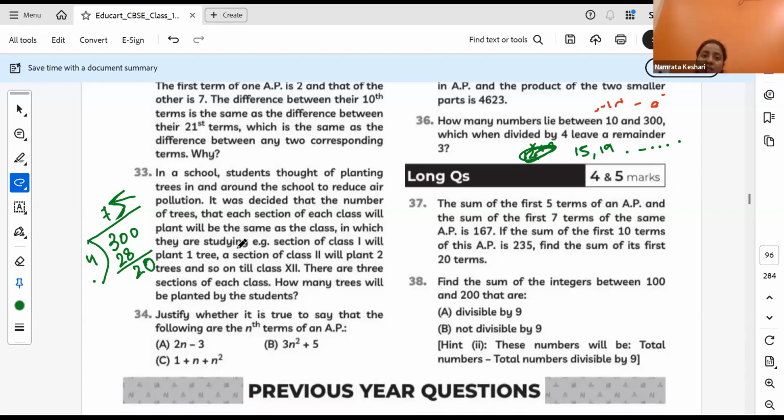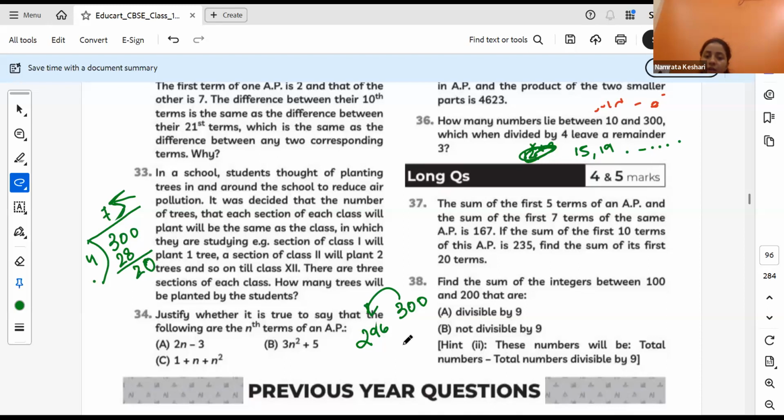Okay, but we don't need completely divisible. We need 3 extra, but we cannot, because then we will exceed 300. We cannot exceed 300 because we are supposed to take numbers in between 10 and 300, right? So we will be thinking about the previous number, which is completely divisible by 4, and that number must be 4 less than this one, 300, just before 300. The number which is completely divisible by 4 will be 296. Yes or no?